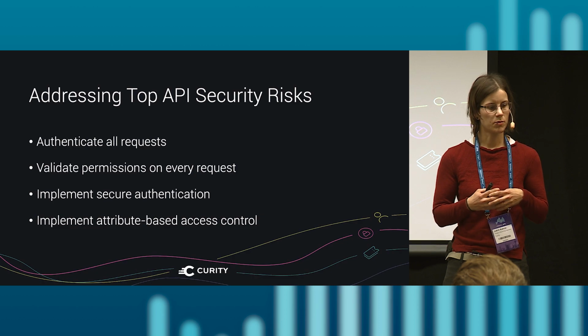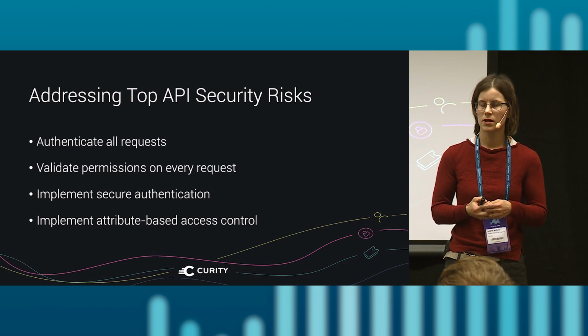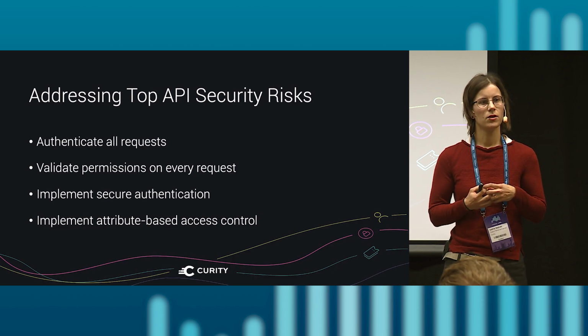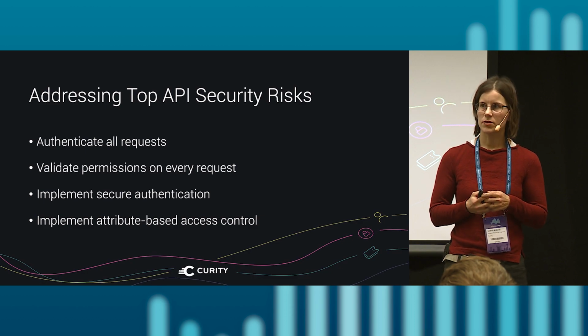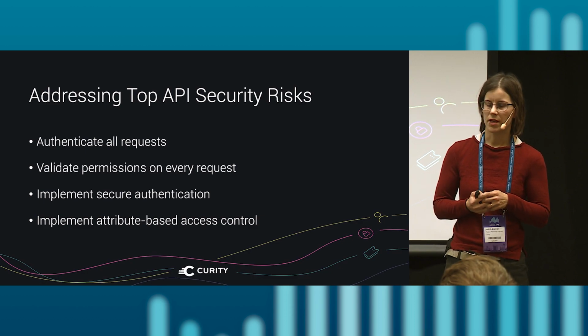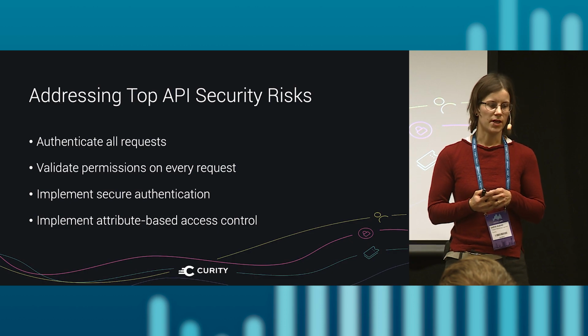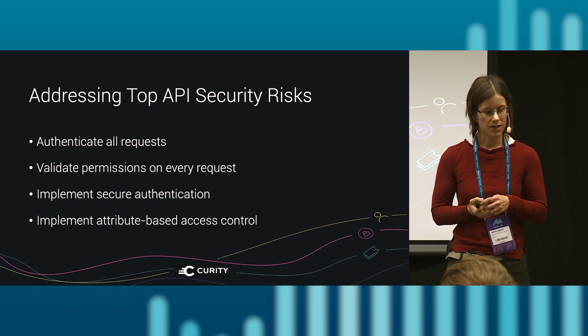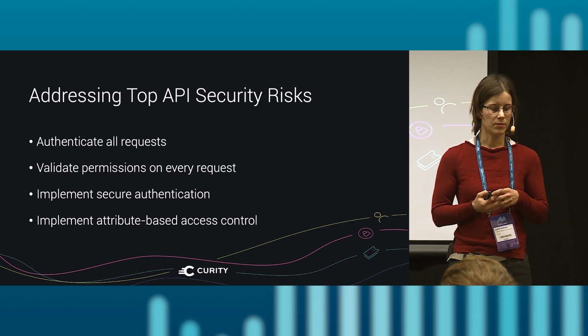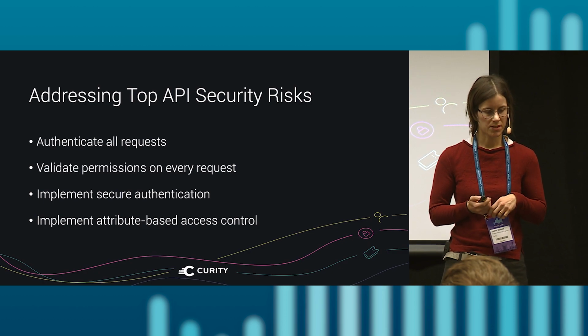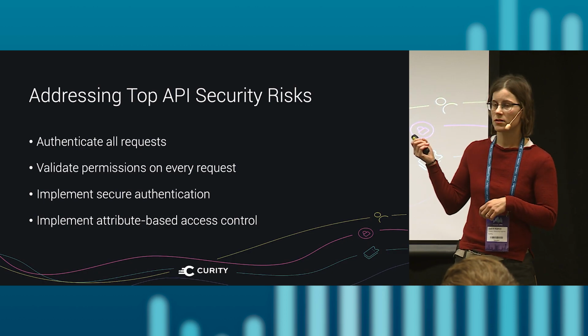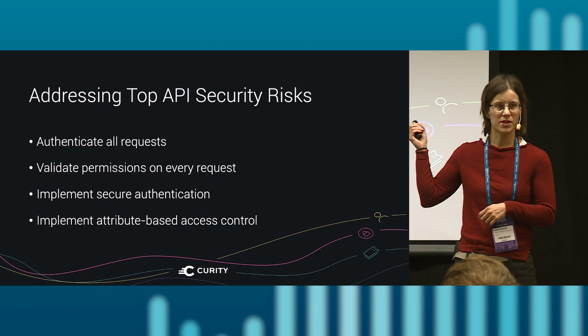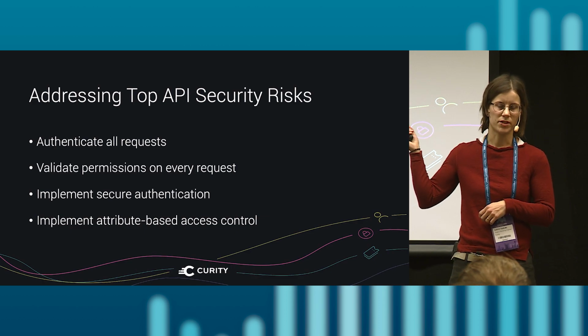What do you need to prevent and address the top API security risks? You have to authenticate all requests. You have to validate permissions on every request. You have to implement secure authentication, and you have to implement attribute-based access control. On a personal note, regarding implementing secure authentication, get rid of passwords.